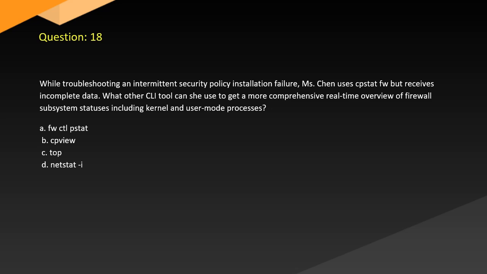Question 18. While troubleshooting an intermittent security policy installation failure, Chen uses fw ctl and receives incomplete data. What other CLI tool can she use to get a more comprehensive real-time overview of firewall subsystem statuses, including kernel and user mode processes? A. fw stat, B. CPView, C. top, D. netstat.